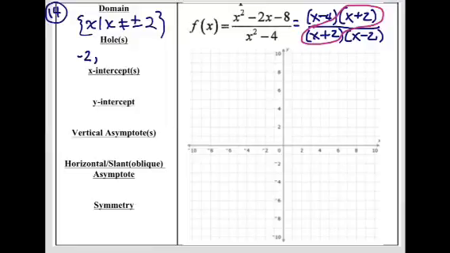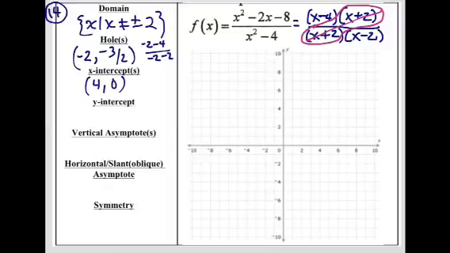So we cross it out. Okay, and the y-coordinate would be negative 2 minus 4 over negative 2 minus 2. So that's negative 6 over negative 4, so that's negative 3 halves. Okay, x-intercept, well, the remaining factor in the numerator is x minus 4, so 4, 0.